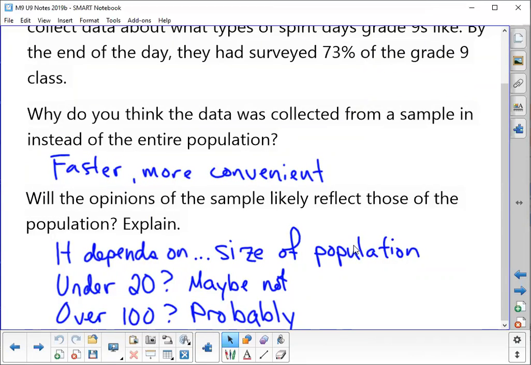If you've got less than 20 grade 9s and you only survey 73% of them, the data may or may not be valid because you're taking a portion of a small population, whereas a census might be more appropriate. If you have over 100 grade 9s and you take 73%, then it probably will be valid, right? Because you've gotten a lot more.